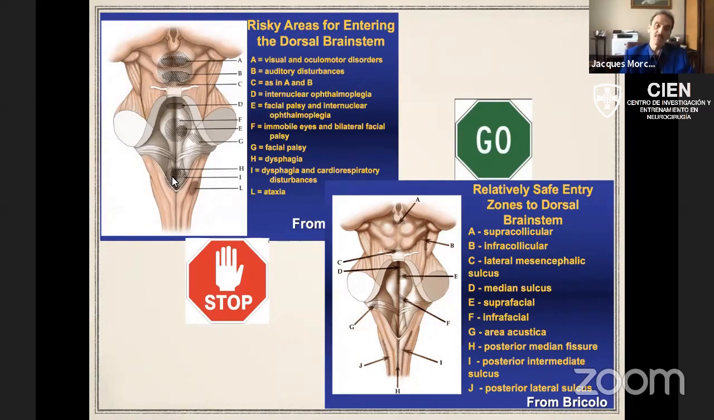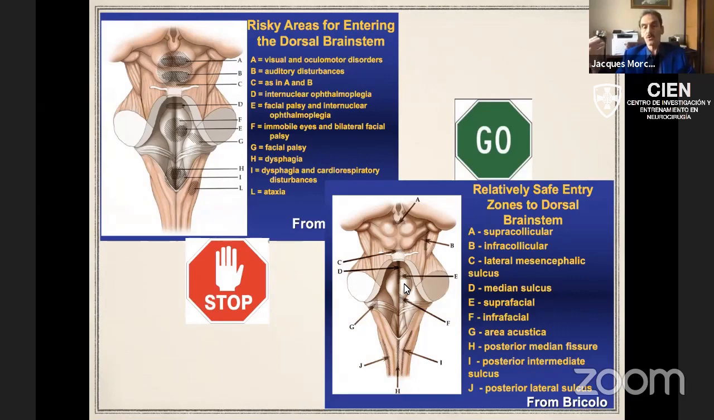You can think of the no entry zone. I put a stop sign here. These are areas you absolutely do not want to enter. And on the right side, even though I put a go sign here, these are supposedly where you could enter. And again, the reason I'm being vague is I think this concept has been taken too far, and people assume, well, if I enter here, I am absolutely going to be safe. No, no. These are relative terms.